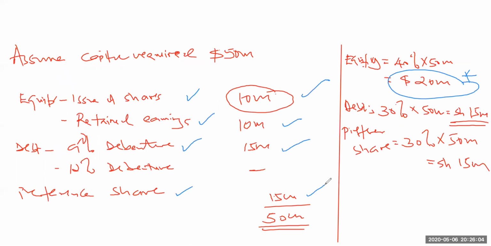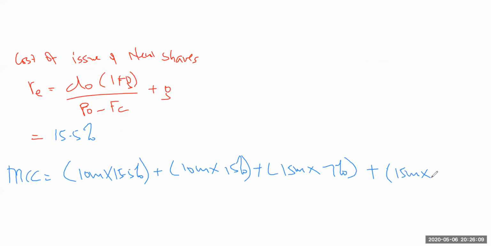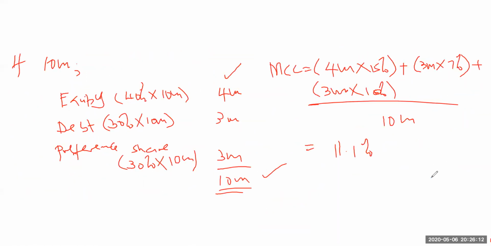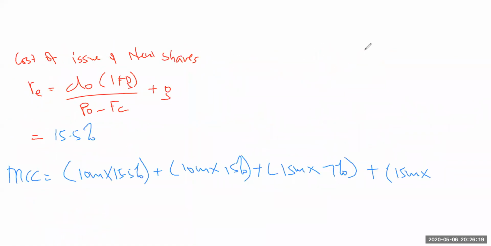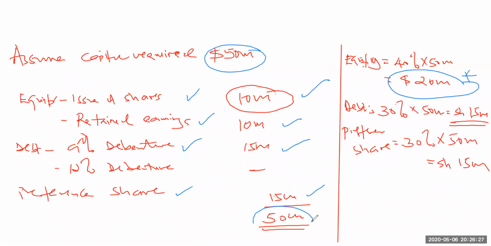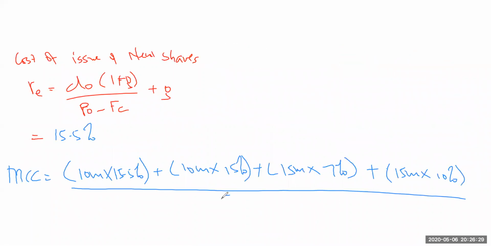Then we're going to raise 15 million from the preference share, and the cost of preference share, you've done that already. I think it was 10%. Yes, it is 10%. The total capital we are raising is 50 million, so we divide by 50 million. There was an MPC between 25 million and 67 million.